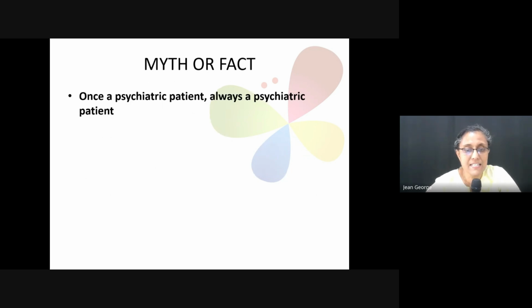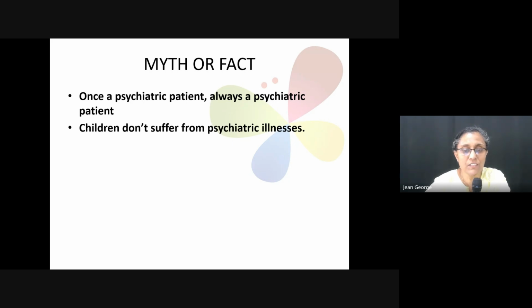Next. Once a psychiatric patient, always a psychiatric patient. That's a myth. That's not true. There are many people who've gone through severe mental health issues but have bounced back and lead very normal and productive lives. Children don't suffer from psychiatric illnesses. It's a myth. Children as small as 3 and 4 can have psychiatric issues. Mental health disorders are a result of bad parenting. Myth. It's not true at all.